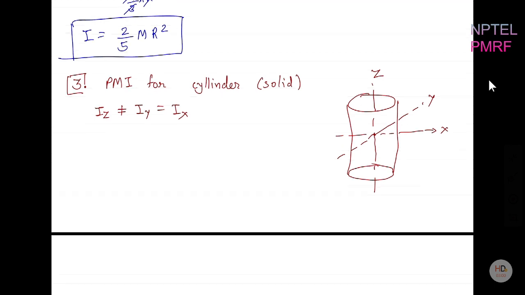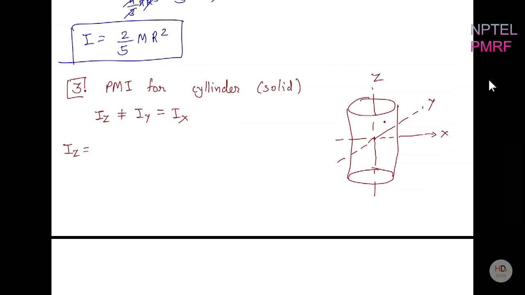Okay, so let's calculate Iz first because it's easy. Now we can label our coordinates using rho, phi, and z, right? So in cylindrical coordinates, this z is the height from the xy plane, the z coordinate, and rho comma phi is, if you look at the projection from above, just the polar coordinates in two dimensions. So phi would be this angle with respect to the x-axis, and this distance is rho.